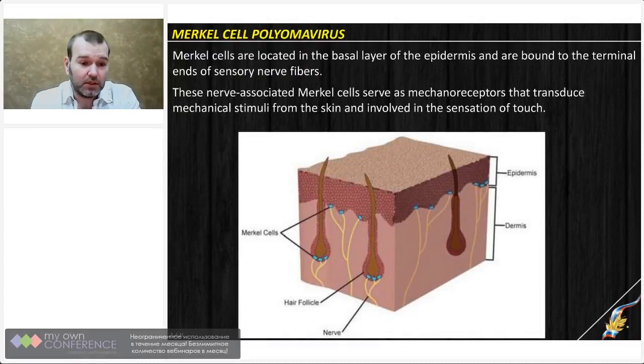And this is a common picture of the location of Merkel cells. They are located in the basal layer of the epidermis, and usually they are bound to terminal ends of sensory fibers, which are responsible for innervation of epithelium or hair follicles. And those cells, Merkel cells, act as mechanoreceptors to transmit stimuli from skin to neural tissues, and they are responsible for the sensation of touch.